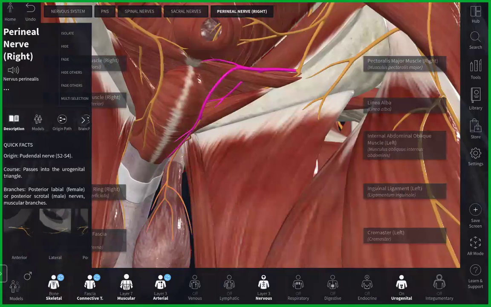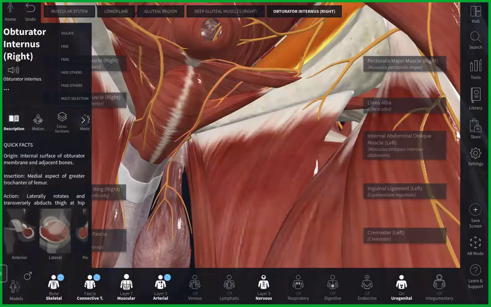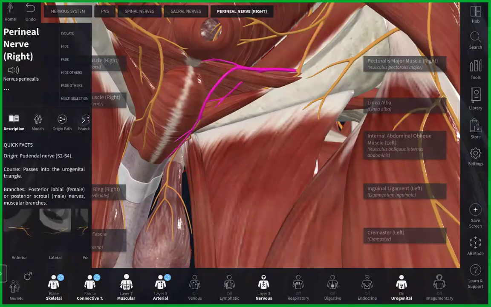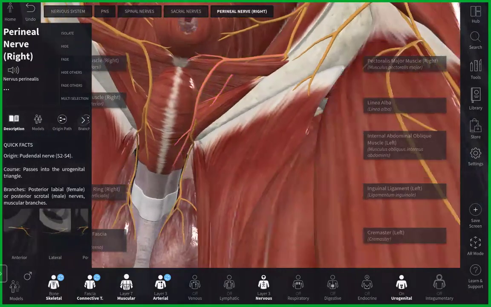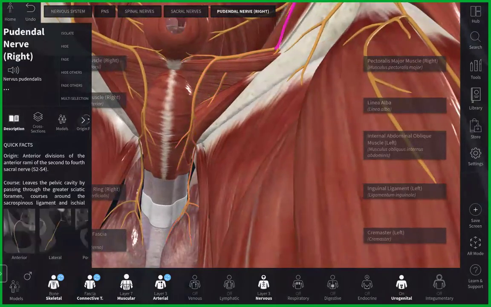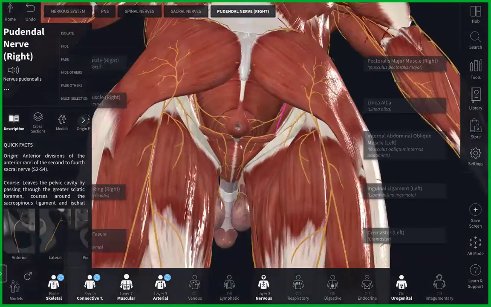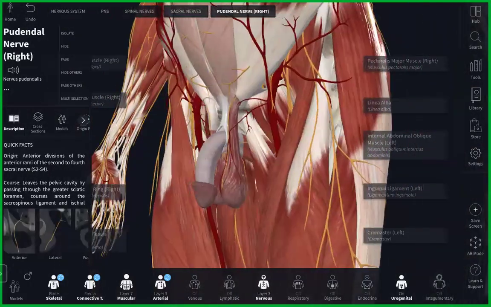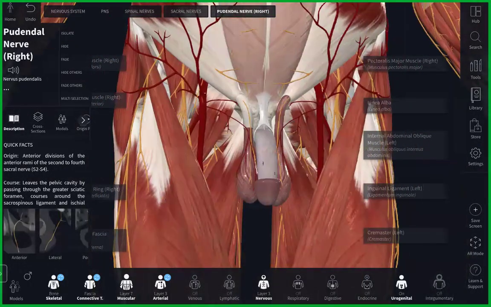From perineal nerves and pudendal nerves. Okay. So posterior scrotal skin is supplied by posterior scrotal nerve. Just remember it for now.